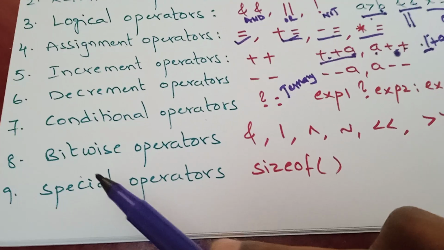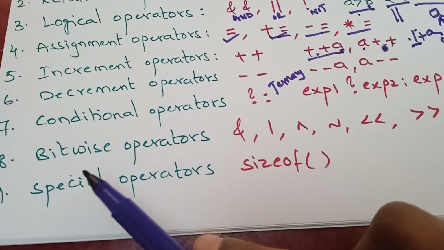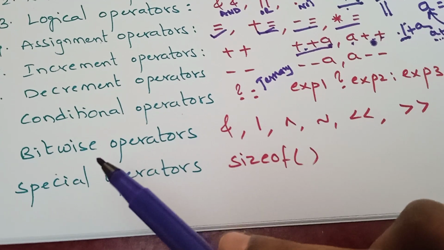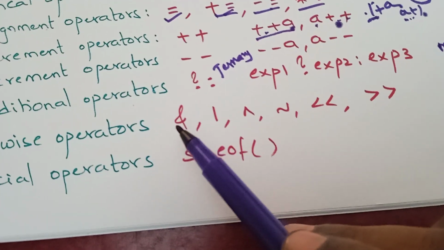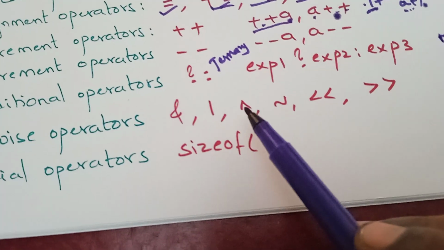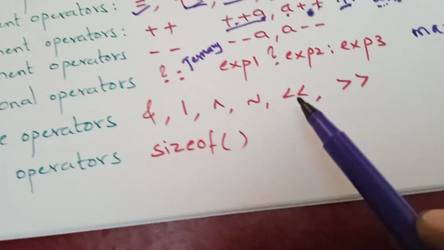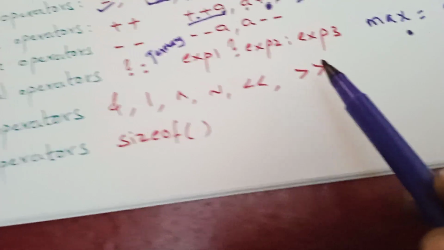And bitwise operators. The name itself tells that these operators are exclusively for bits: bitwise AND, bitwise OR, bitwise XOR, complement, left shift and right shift.